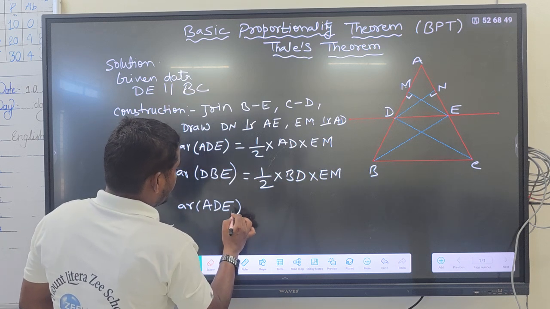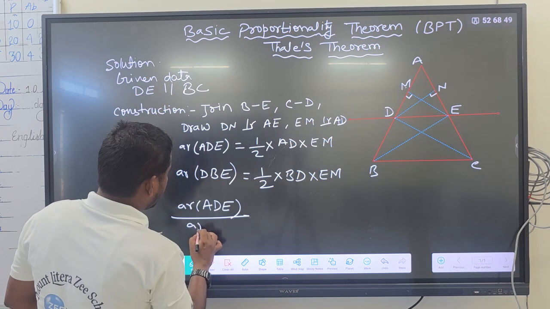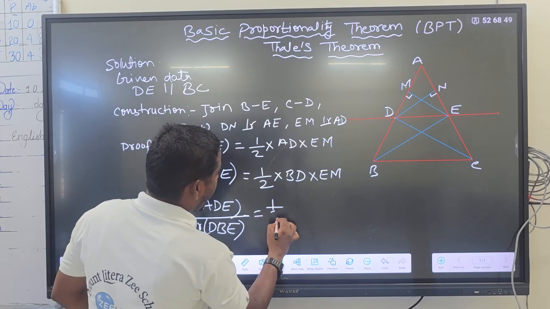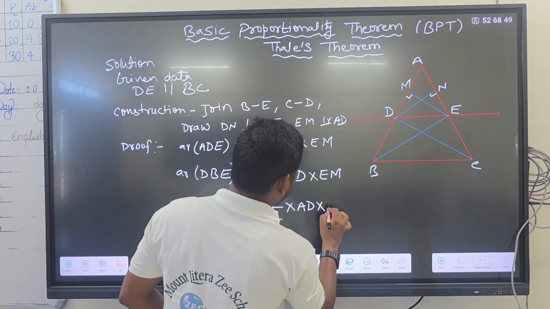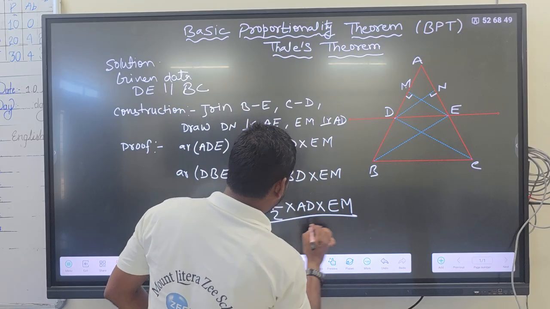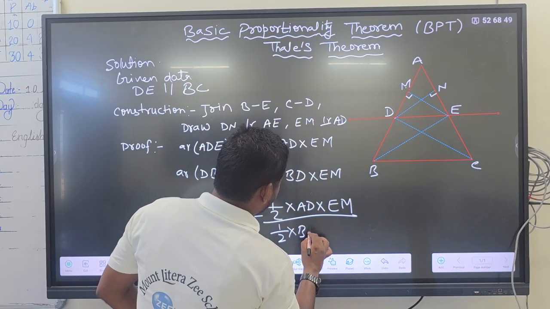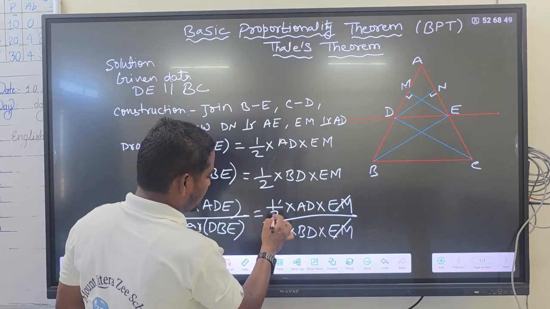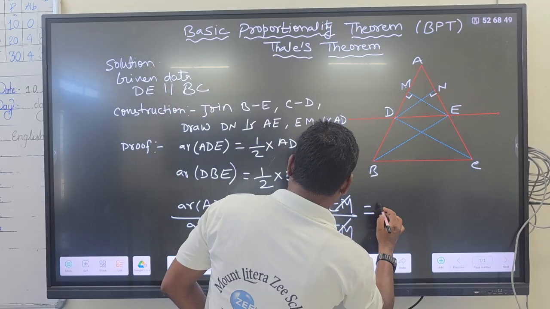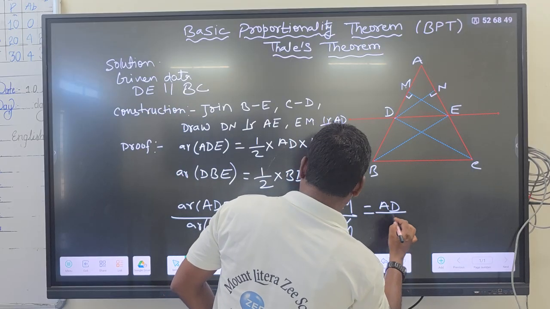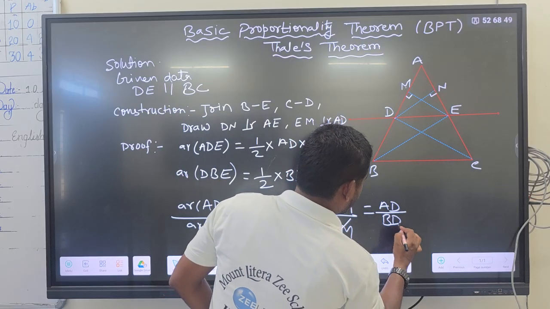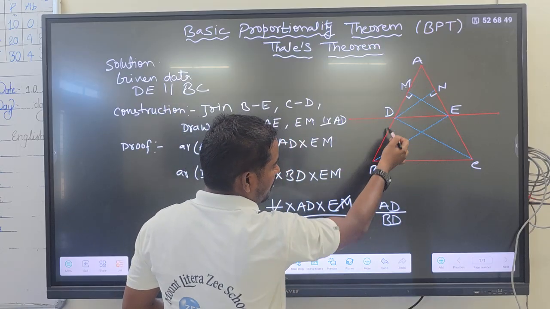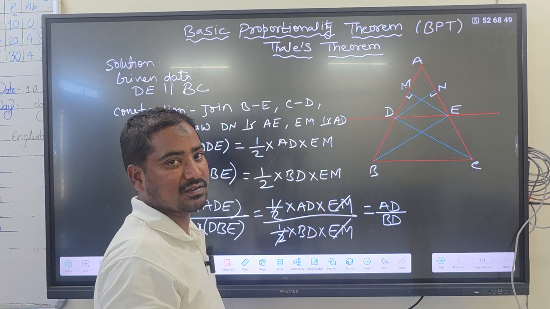So when you divide these two areas, area of triangle ADE upon area of triangle DBE, you will get half into AD into EM upon half into BD into EM. Now EM and EM will cancel, students, and half and half will cancel. Finally we will get AD upon BD. See, we got AD upon BD.